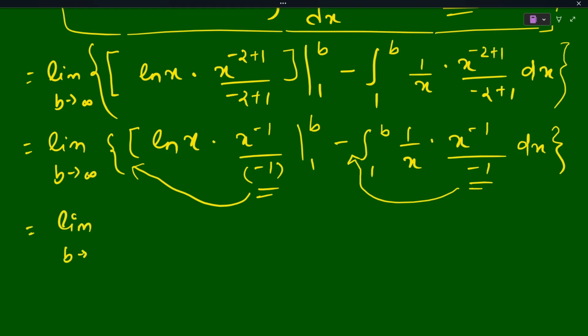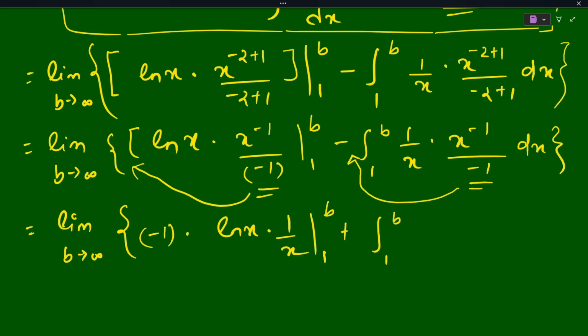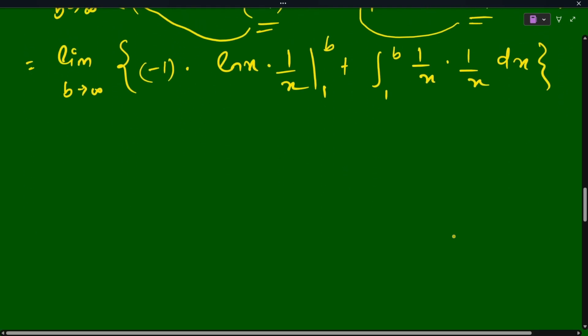Okay, so it would be limit b tends to infinite, bracket minus 1. Now this is ln x into x inverse. So x inverse would be 1 by x, and now the limits are from 1 to b. Here there was a minus and this minus sign came towards the outside, so it would be minus minus plus. So now this is 1 to b and this one is 1 by x into again 1 by x dx. Okay, so now let's solve further.